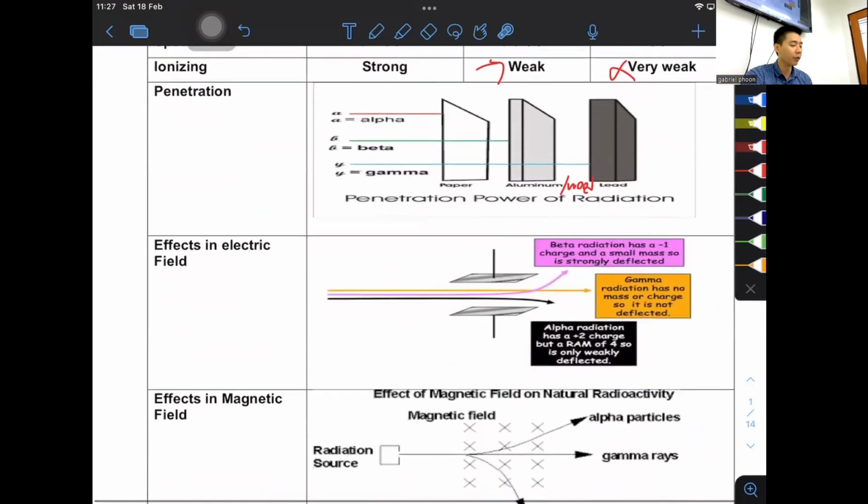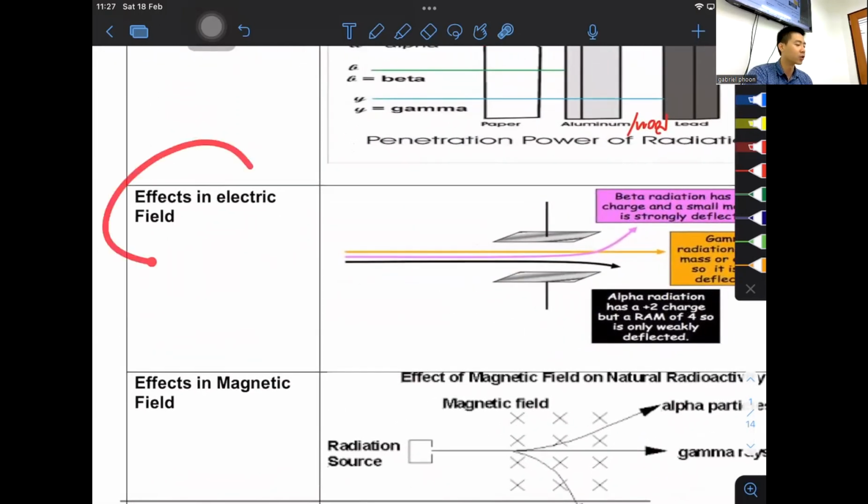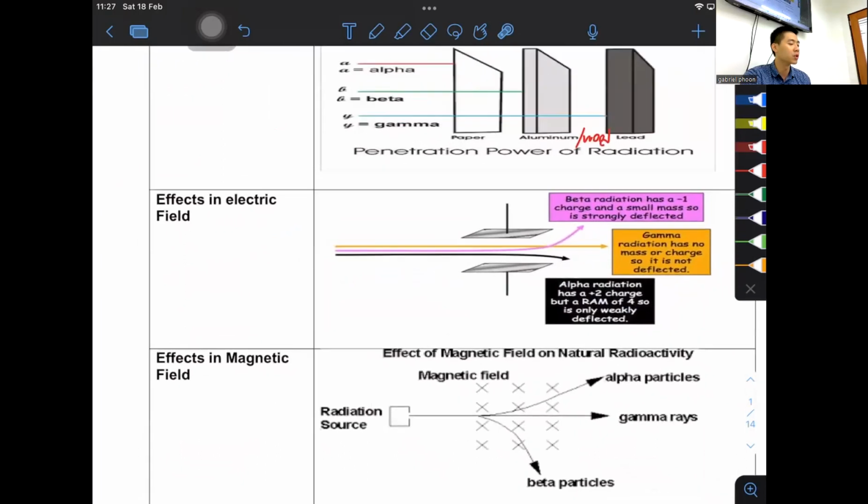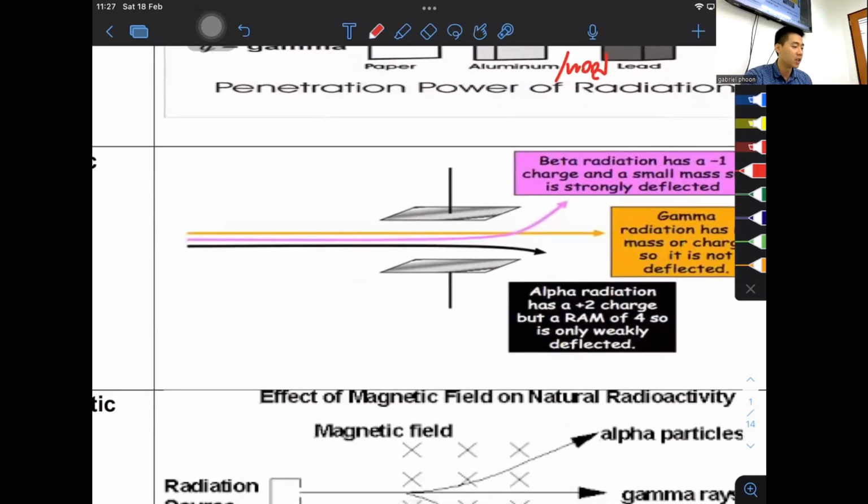Okay, in terms of the effect of an electric field, guys, this is not a magnetic field. This is an electric field. Electric field means, if let's say this is a positive charge plate, this is a negative charge. If this is a negative charge plate, this will be a positive charge plate. But obviously in this scenario, the top is a positive charge plate.